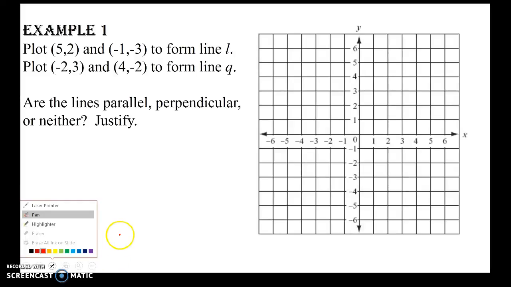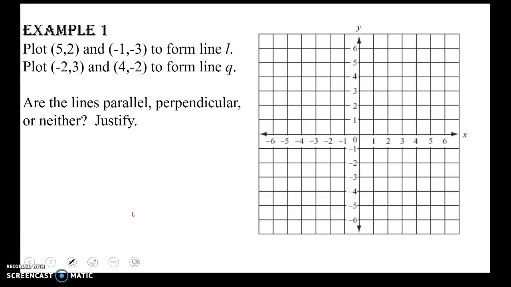Okay, so before we start lesson 2.2, I just wanted to go over again identifying slope, plotting lines and points, and being able to determine if lines are parallel, perpendicular, or neither. So use the handout and plot these 4 points for me. Pause the video, plot them, and then check your work.